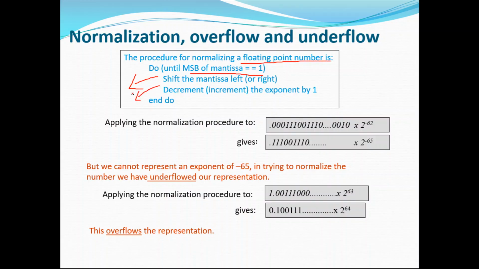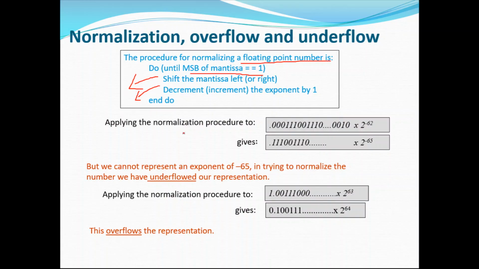If you are shifting left, you have to decrement the exponent by 1. If you are shifting right, you have to increment it by 1. Sometimes you can also shift right; it is not that we won't shift right. So for every left shift, decrement the exponent, and for every right shift, increase the exponent.